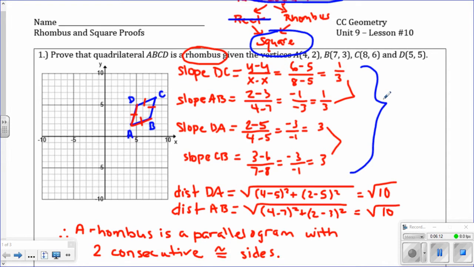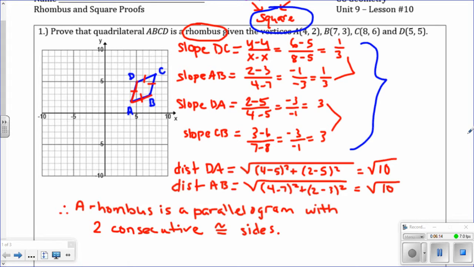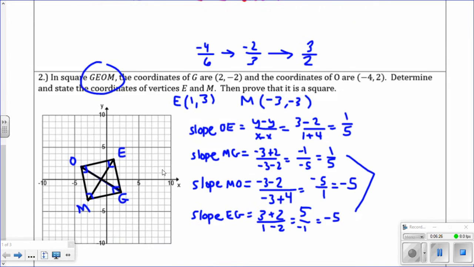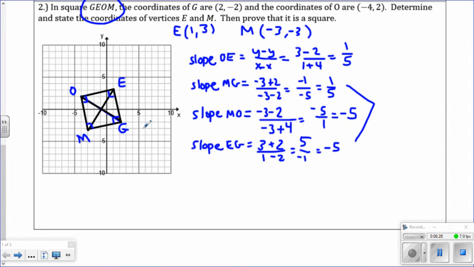How do we prove it's a rhombus? Well, let's look at what we did here. We already have all the slopes, but towards the bottom, remember we found the distance of 2 consecutive sides? That is showing that it's a rhombus because the 2 sides next to each other are congruent. Well, we're going to have to do the same thing here. Take any 2 consecutive sides. How about we do OM and MG? And if we show that the distance is the same for those 2 sides, well, then that also makes it a rhombus, which means we'd have the work for a parallelogram, a rectangle, and a rhombus. And all 3 of those pieces put together make a square.